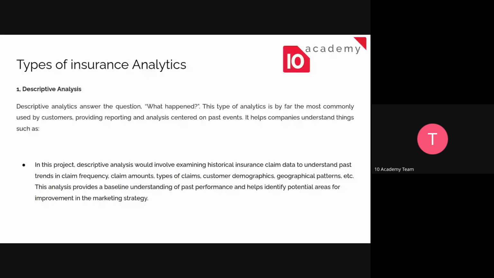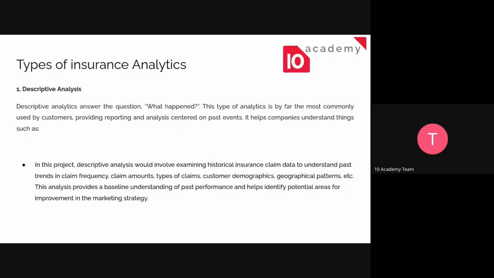Okay. So this is commonly used by customers, providing reports and analysis centered on past events. It helps companies understand things, for example, in this project, this will examine from this project's perspective. So it will involve examining historical insurance claim data to understand past trends in claim frequency, claim amount, types of claim, customer demographics, geographical patterns, etc.